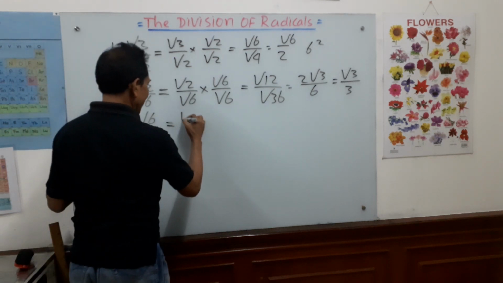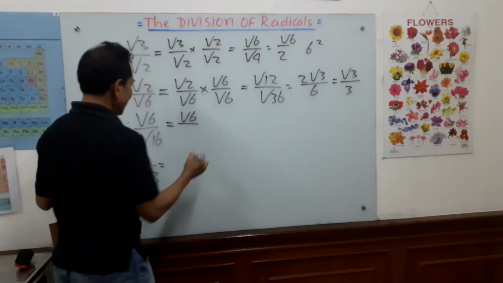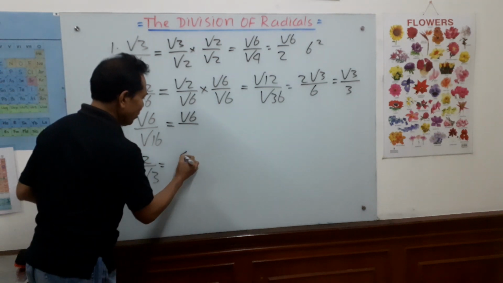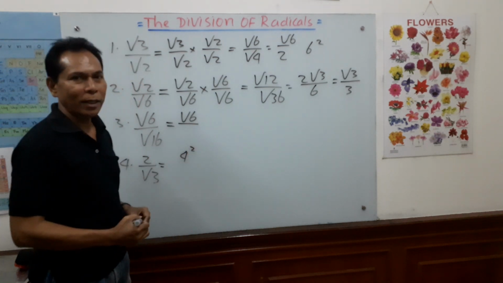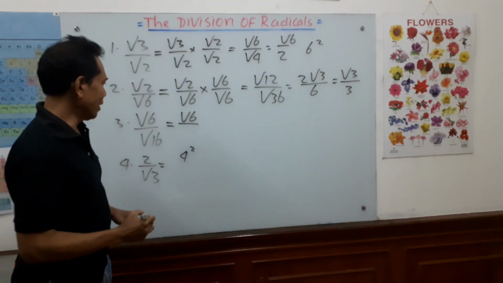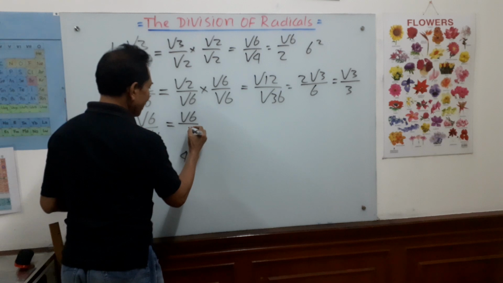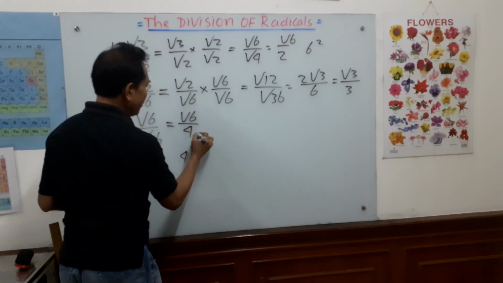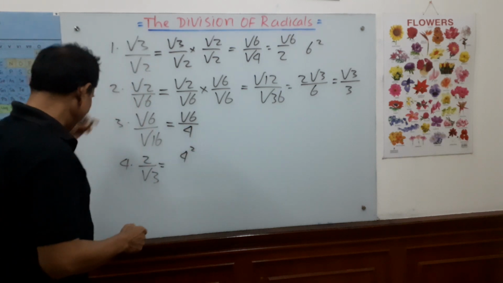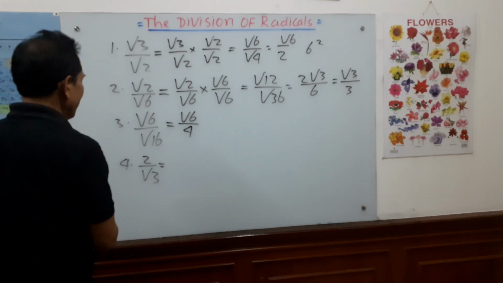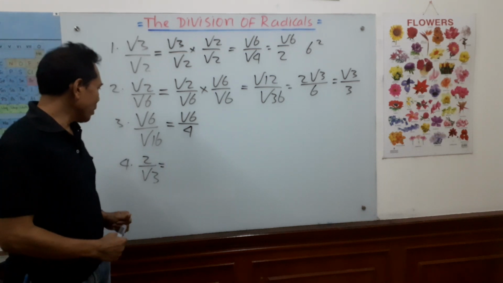So we have square root 6. Now, square root 16 is 4. It comes from 4 square. 4 square is 16. So the answer for number 3 is square root 6 over 4. That's it. That's the answer for number 3. Now we go to number 4.